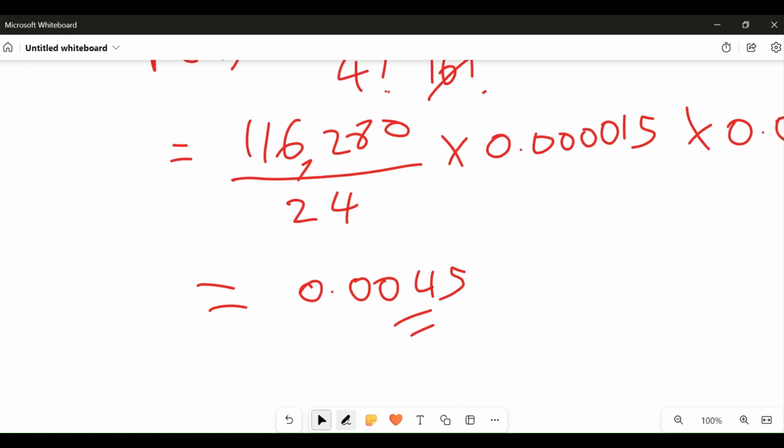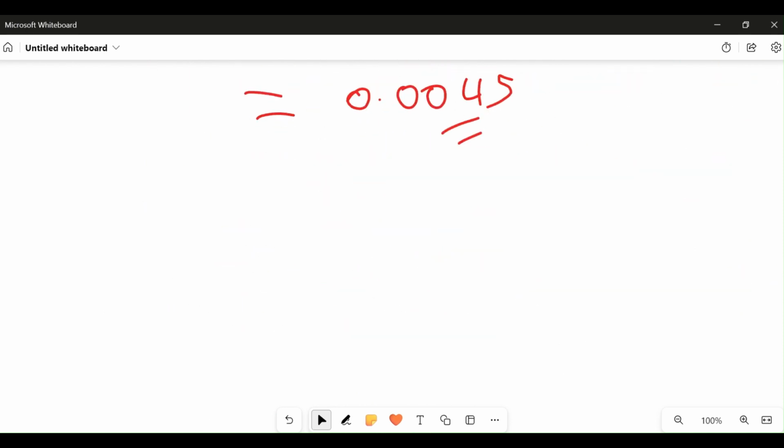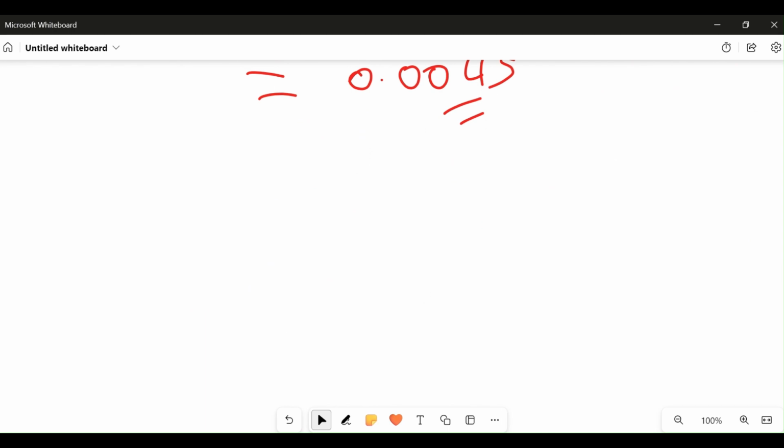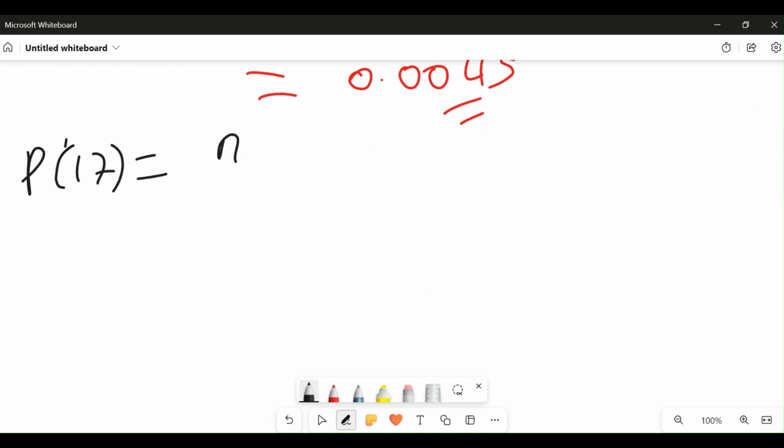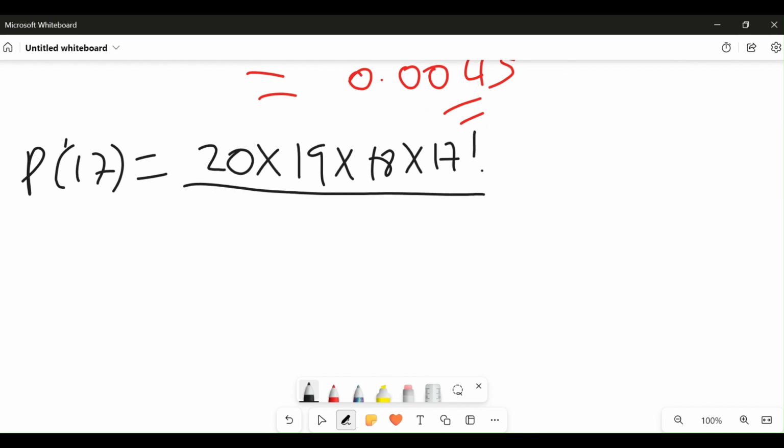So now we have to find for 17, 18, 19, and 20. Still the same way, nothing changes. We are still going to be engaging the formula. So let's find for 17. P of 17 will be, let's go direct so that we won't take more time, 20 times 19 times 18 times 17 factorial, all over 20 minus 17, that will be 3 factorial, times 17 factorial. This cancels this.